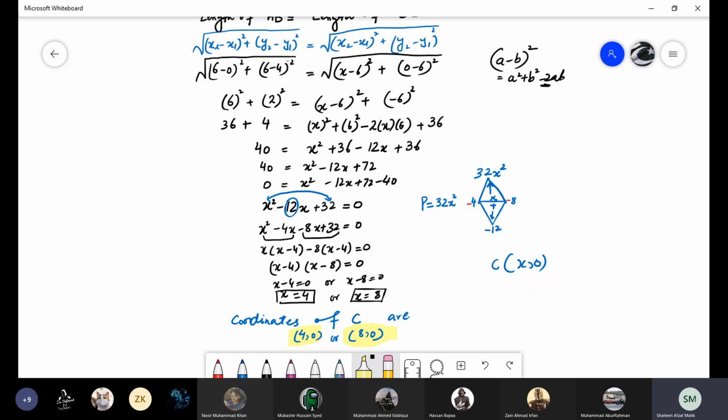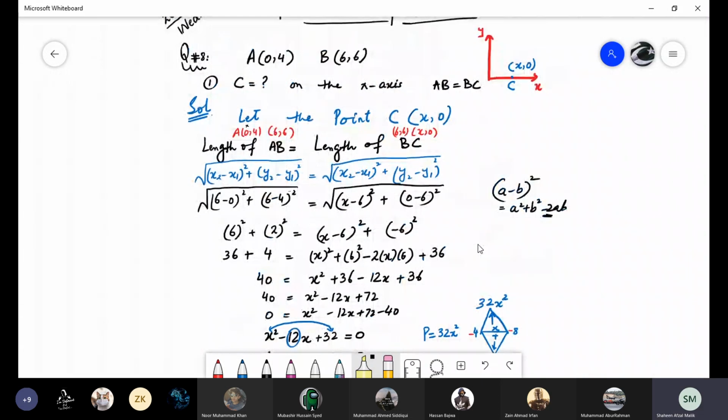The question is question number 8, and the A part of the question is that two points are given with the coordinates A and B, and you have to find the point C. That point C is on the x-axis. Because point C is somewhere on the x-axis, its coordinates will be x and 0, because on the x-axis y is 0. You have already done this in your previous exercises: on the x-axis y is 0 and x will be x only. Now after that we have to keep AB equal to BC.